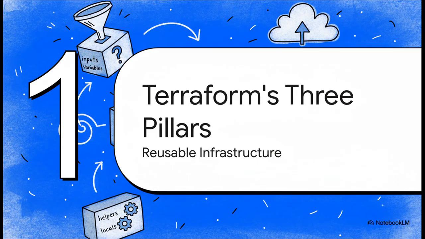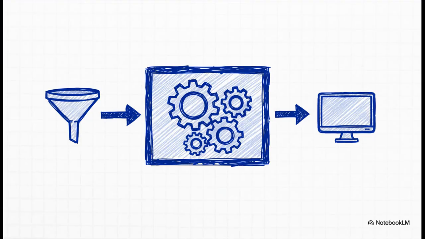Okay, let's kick things off with the big picture. These three concepts, variables, locals, and outputs, are the absolute bedrock for writing infrastructure as code that you can actually scale and maintain. Look, if you take away just one thing today, let it be this. This is the simplest way to get it straight in your head. Variables are your inputs. They're the front door for your data. Locals are your helpers, kind of like your assistants working behind the scenes. And outputs, that's the final result you show to the world.